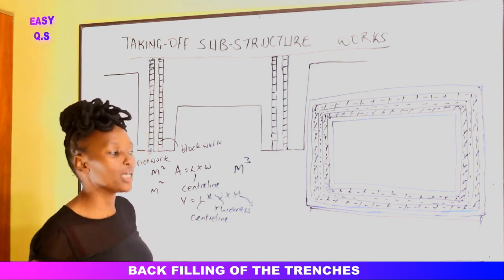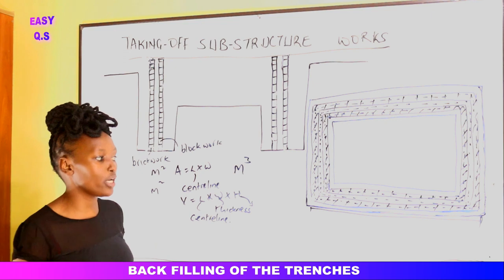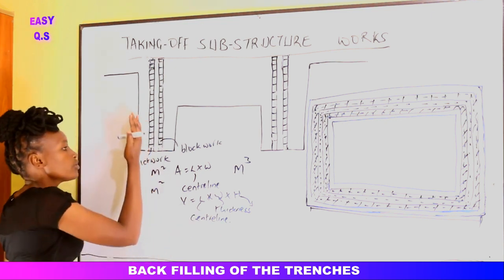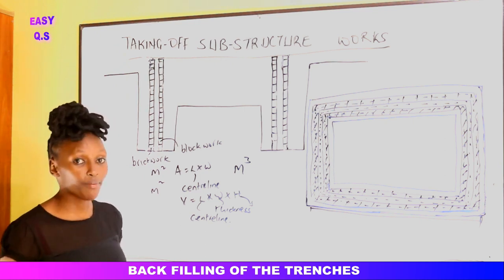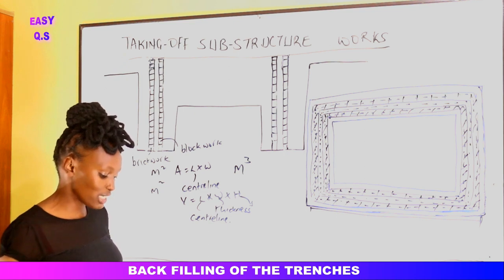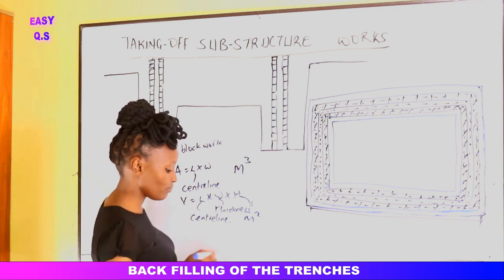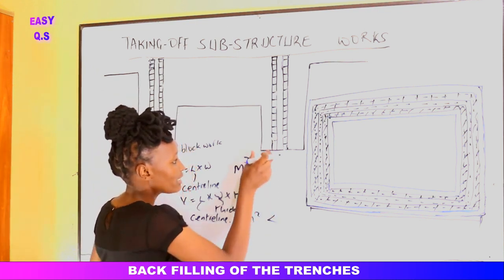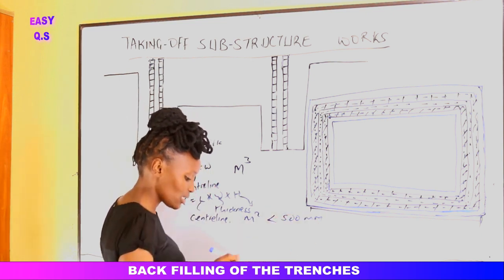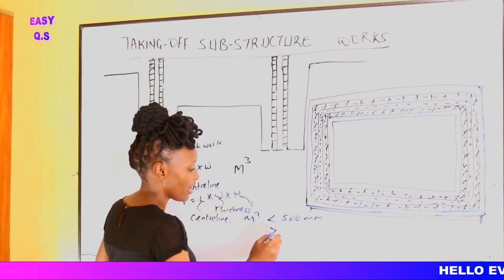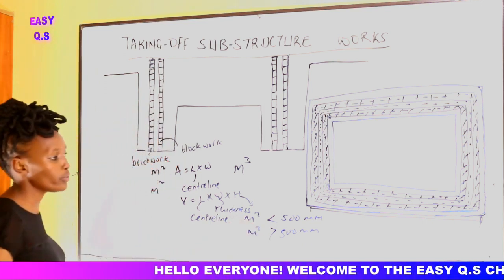We need to measure for the backfilling to the external faces of the wall. External face is, this is the external wall. So outside here we need to backfill. How do we measure the backfilling? We are told to measure it in meters squared. The NRM2 states that we should measure it in meters squared where the thickness, the spread, is less than 500 millimeters. Then where the spread is more than 500 millimeters, we should measure it in meter cubic.